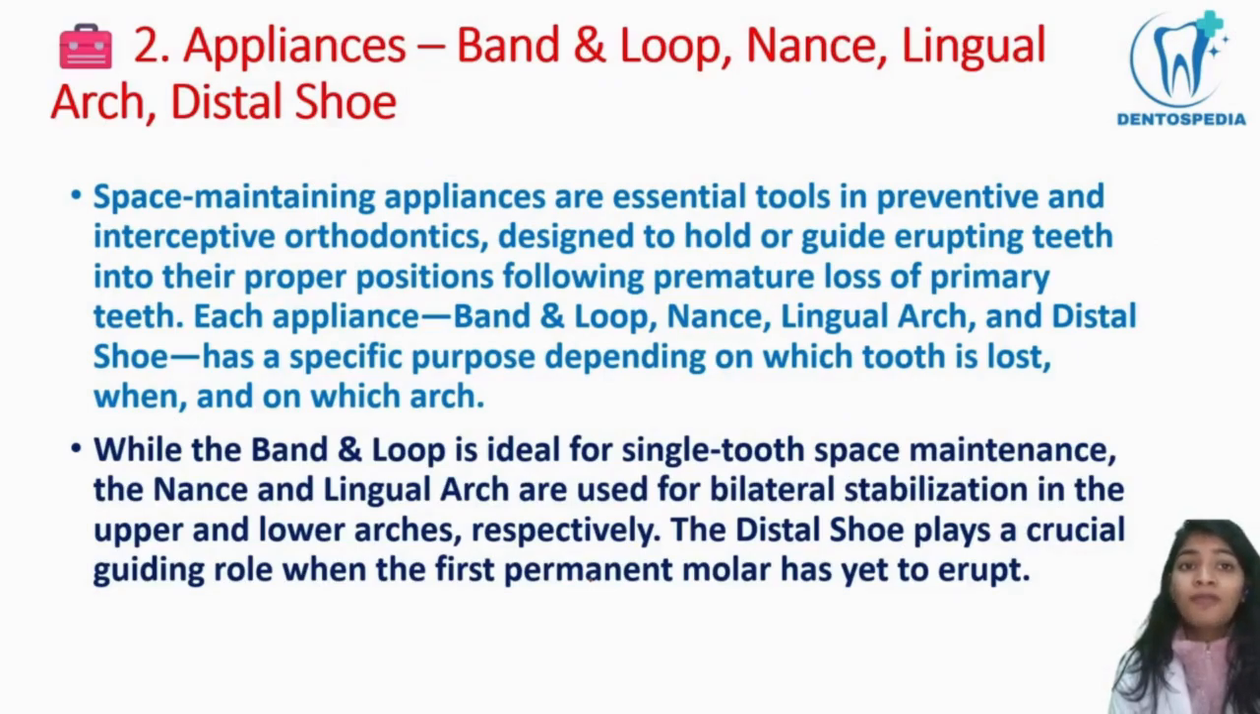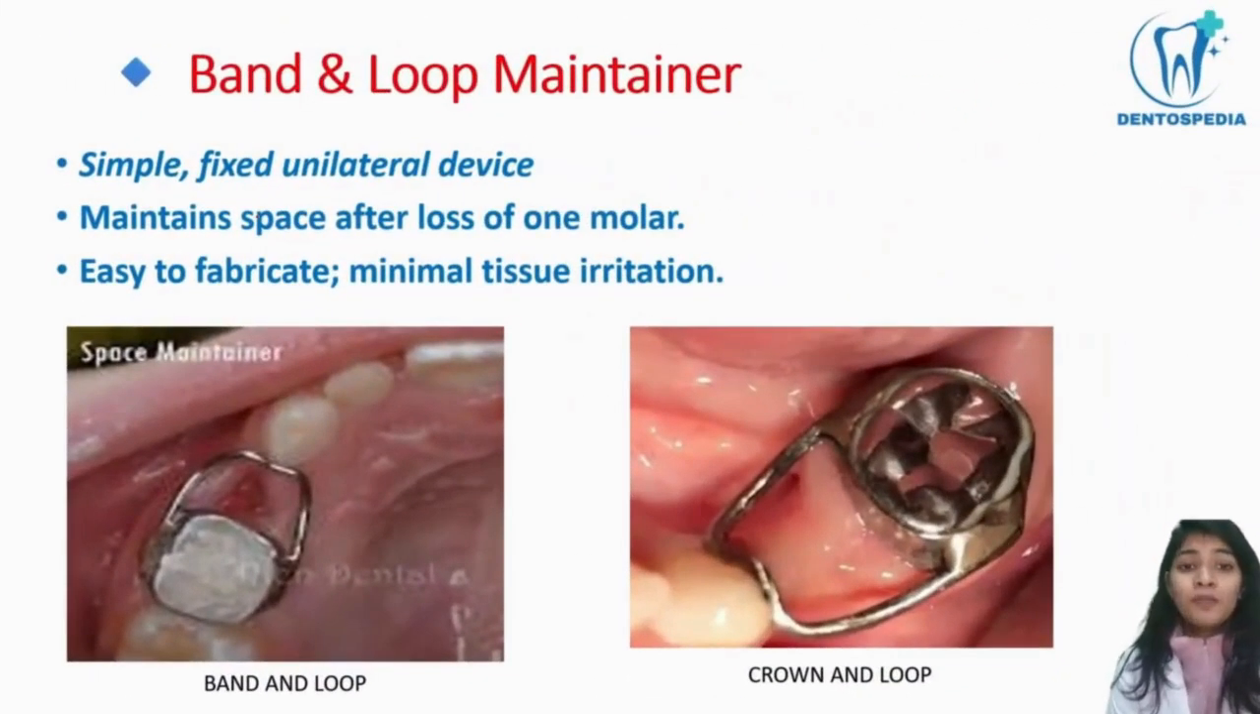These are some of the space maintainers. These devices are essential tools in interceptive orthodontics to hold or guide teeth into their correct position when a primary tooth is lost too soon. The main appliances are band and loop, Nance holding arch, lingual arch, and distal shoe. Each one is used for a specific situation depending on which tooth is lost, where it is, and on the jaw. Understood?